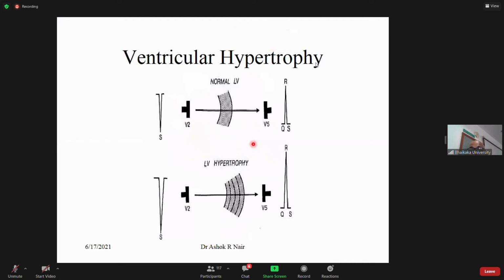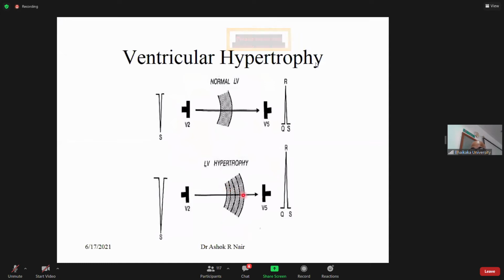It is a ventricular hypertrophy. Hypertrophy will occur if there is a particular muscle that has been working against a resistance for a longer duration. A muscle hypertrophies. In a normal case, if this is your recording lead, if the electrical activity is moving away from the recording lead, you get a downward deflection. If the electrical activity is moving towards the recording lead, you get an upward deflection.